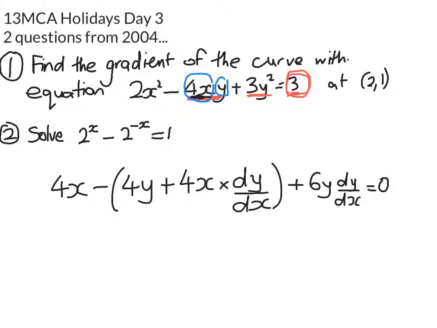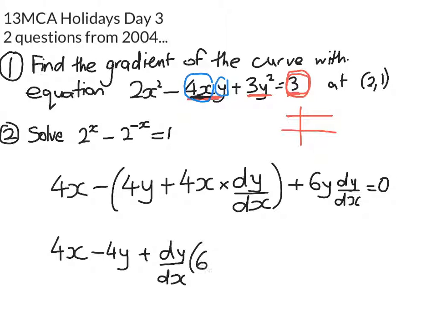So don't forget about this bit here. This is not going to stay as 3. So you can think about this as a flat line at 3, so its gradient will be 0. Now we need to just do our cleanup. So we have 4x minus 4y plus dy by dx. I'm going to reorder things a little here. Dy by dx times 6y minus 4x equals 0.